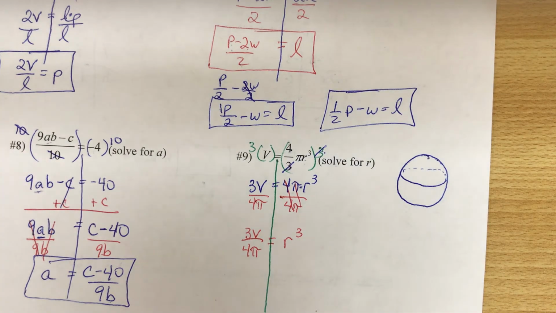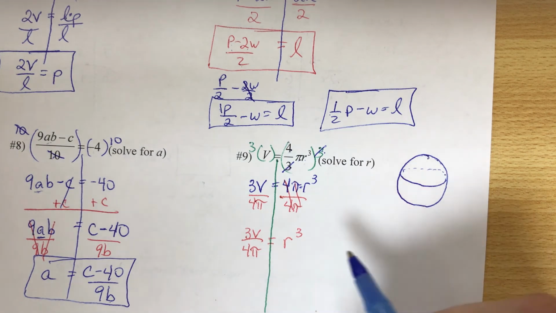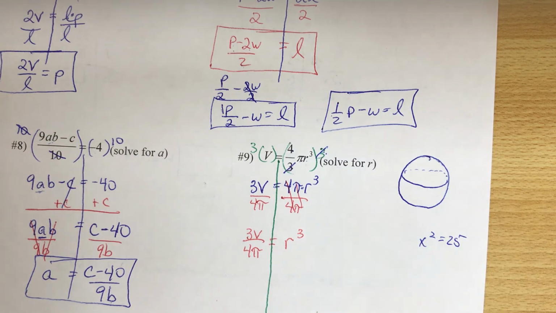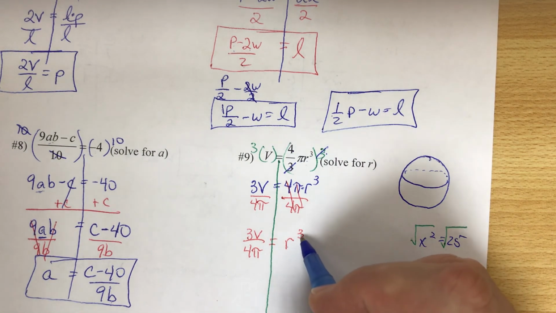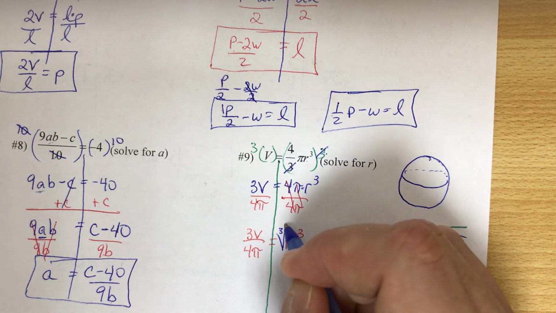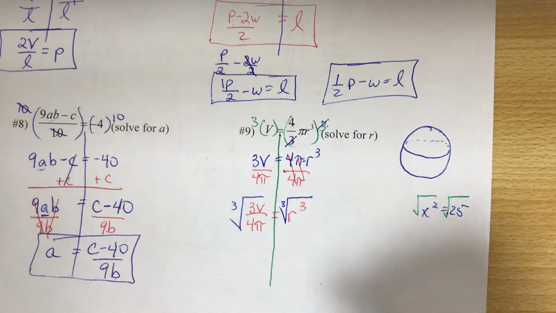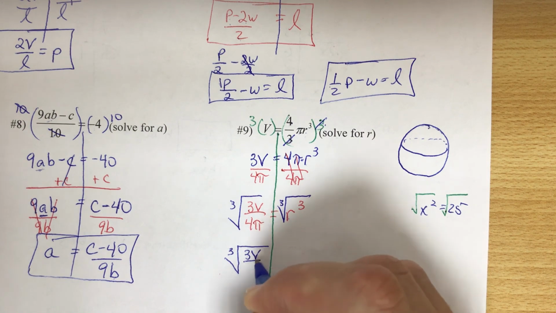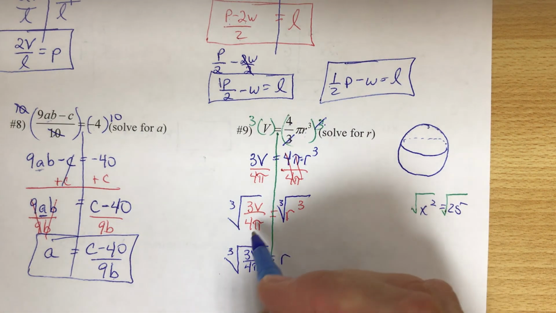Now, the last move here, this is a new technique. To undo an exponent, we have to take the root of that exponent. If it was x squared equals 25, to undo a square, we would take the square root of both sides. Since this is raised to the 3rd power, we are going to take what is called the 3rd root, or the cube root of both sides. Now, over on the left side, we just get the cube root of 3v divided by 4 pi equals, and this is just r. And we have now solved for r.